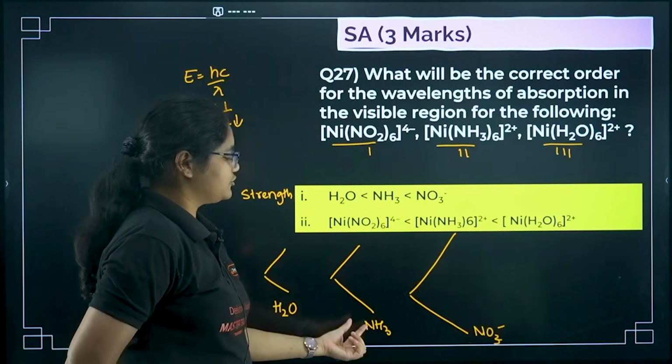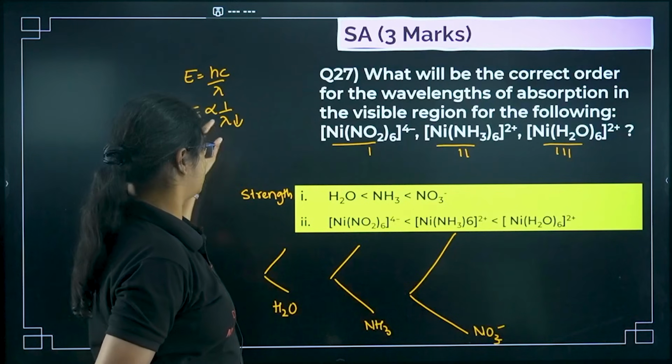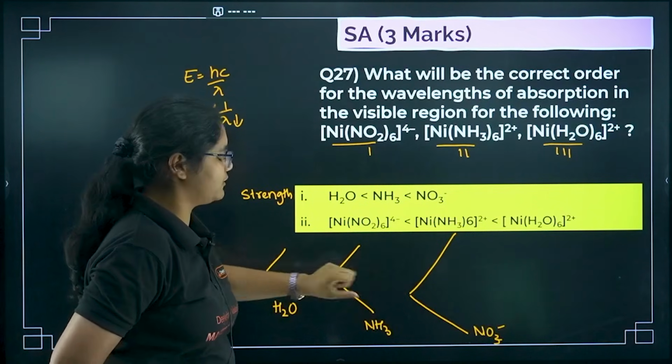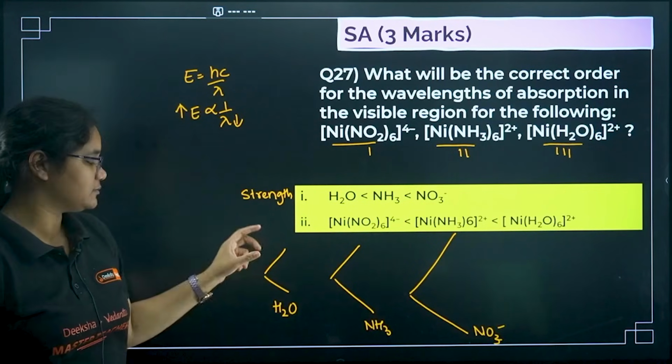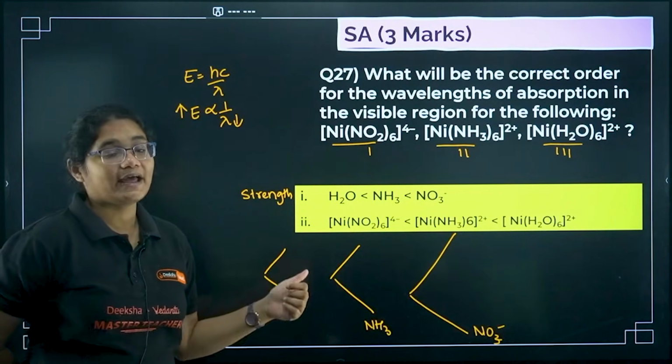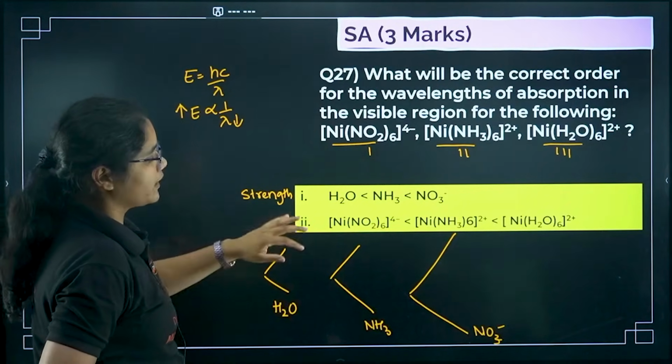Then we'll talk about NH3. Its splitting is after this, so the energy will be higher here, so the wavelength will be lesser. And lastly, in H2O, which is the weakest ligand, the splitting will be less, energy will be less, and wavelength will be maximum.